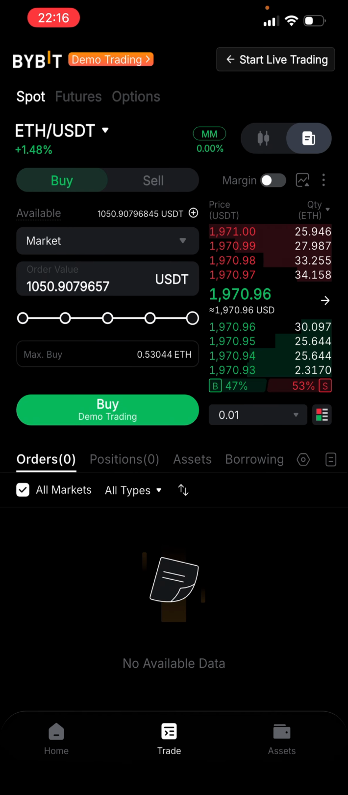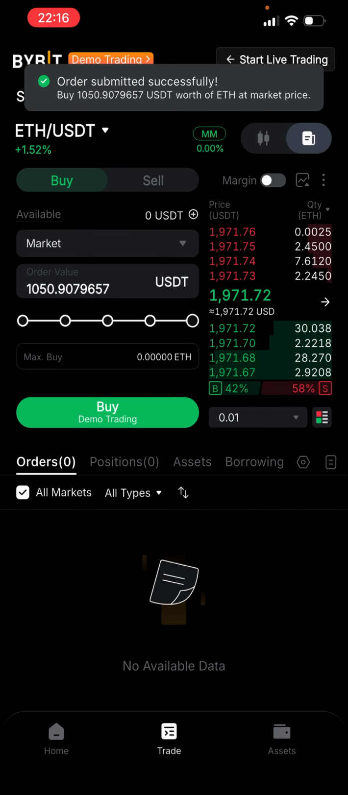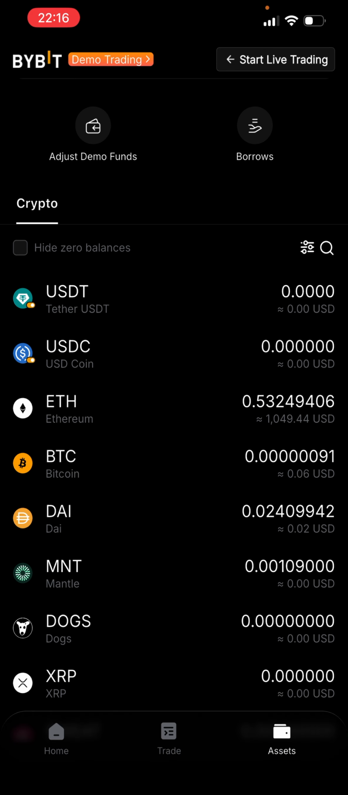So we are going to get Ethereum at 0.53044. So we have no issue. So buy. You see we have bought it at market. The first point we had used the limit, so we don't want a limit. So we get there.